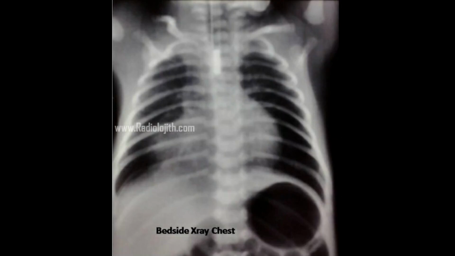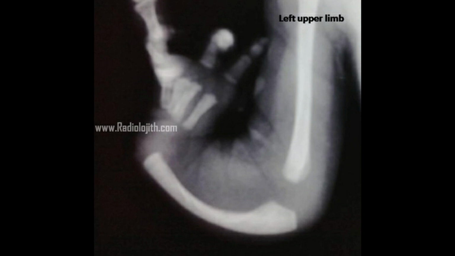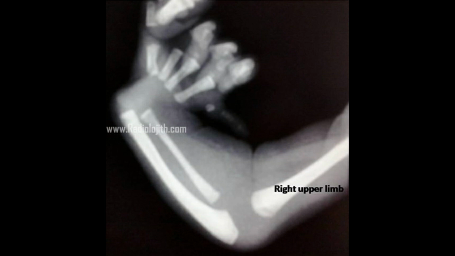Hello everyone, I am giving the X-rays of a 1-day-old newborn baby, focusing on the chest and the right and left upper limbs. I'll repeat: three X-rays, one of the chest and the others of the right and left upper limbs. Is there any association or any syndrome? The X-rays are of a 1-day-old newborn baby.